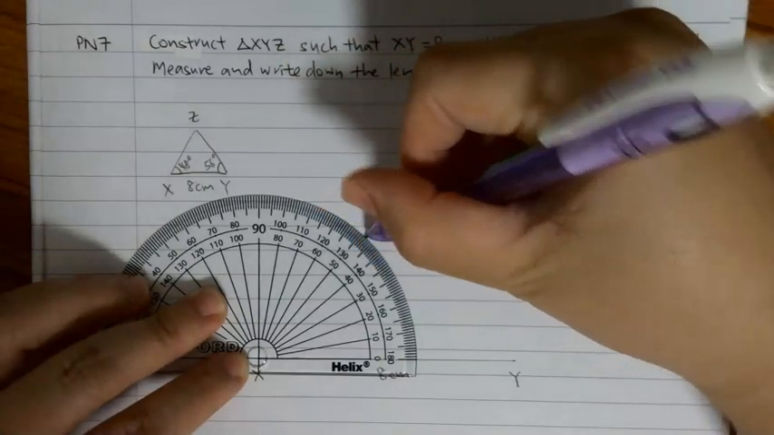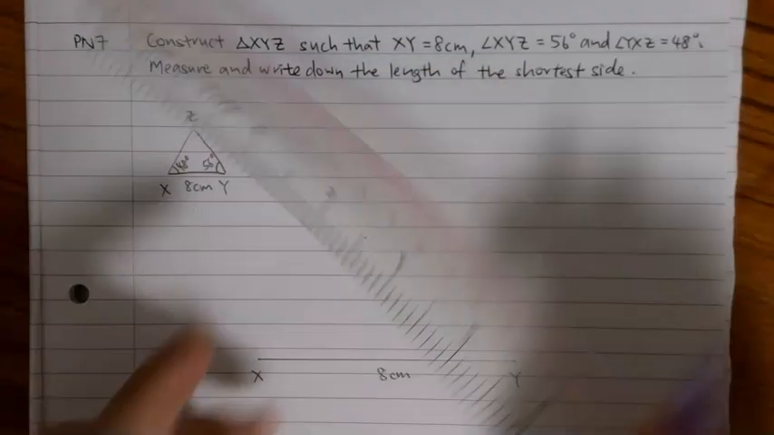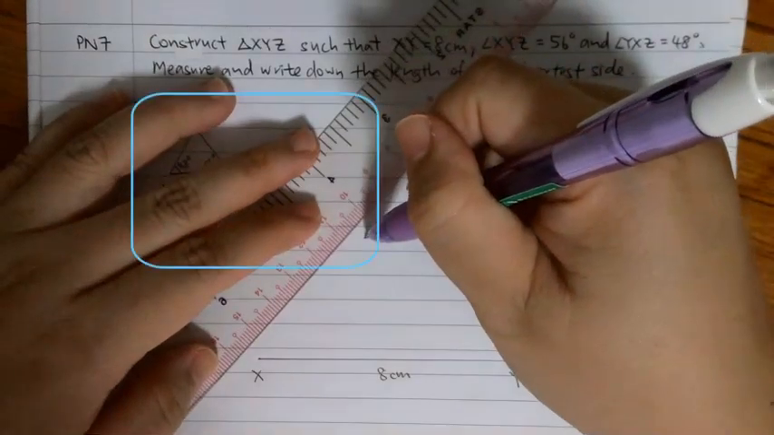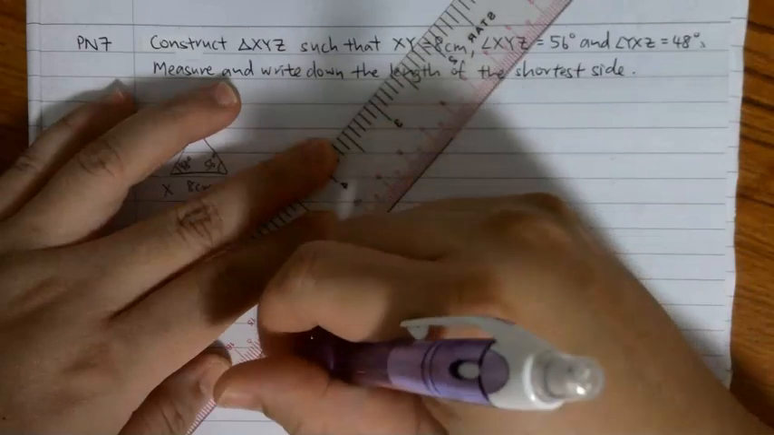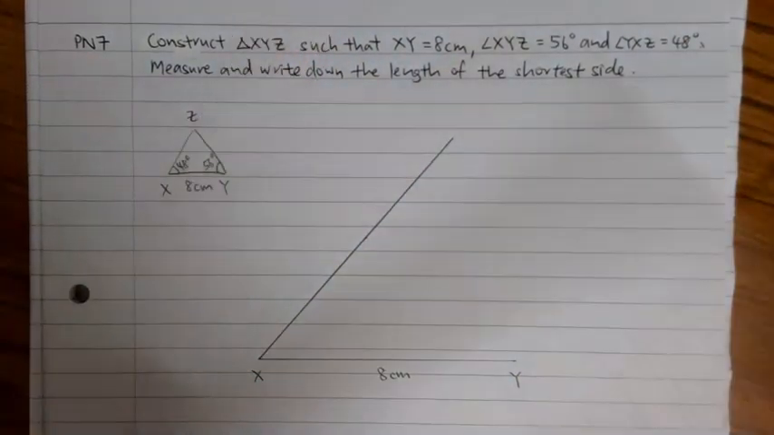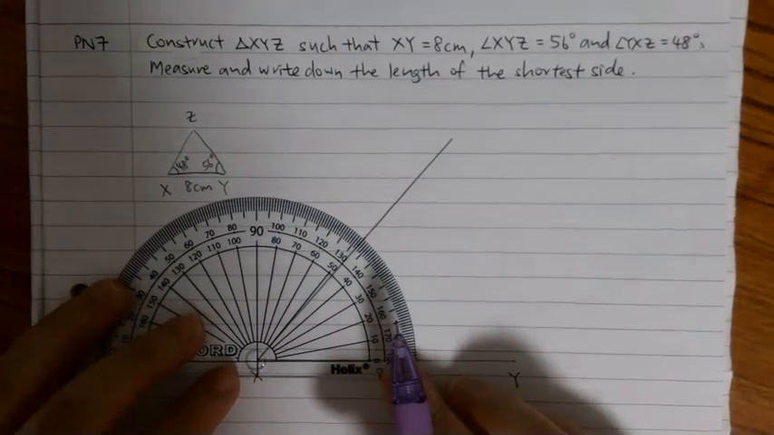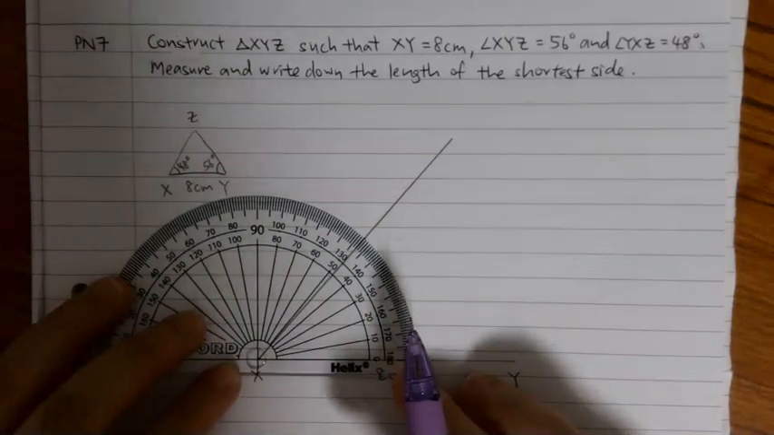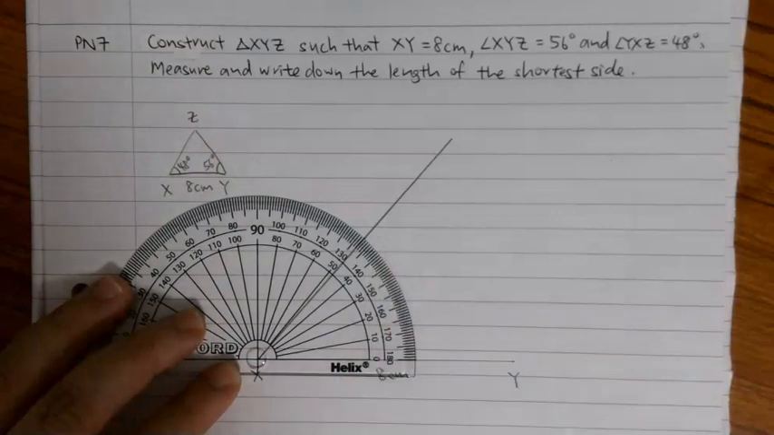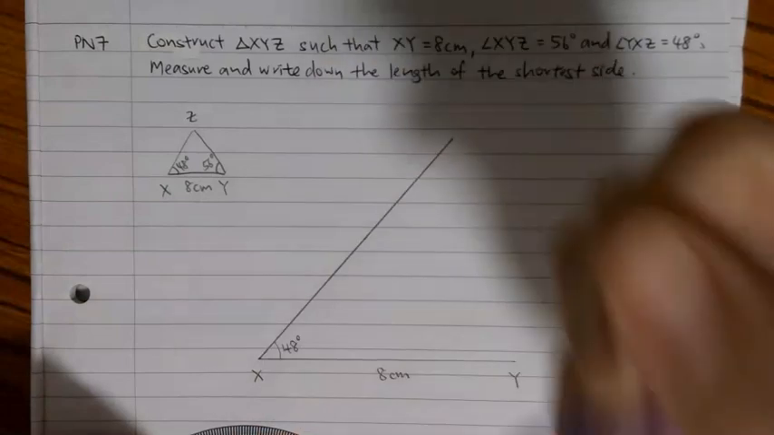So what I will do is I will mark 48 degrees, remove the protractor, and I am going to draw a long line. Okay, so Z will lie somewhere on this line. Just to make sure, you can measure the angle again to check that you have drawn 48 degrees. Okay, so I will label this 48 degrees.